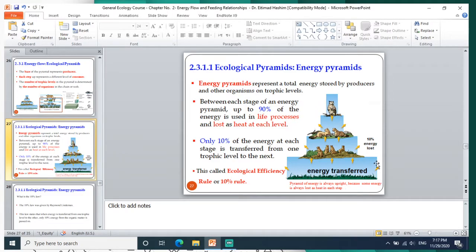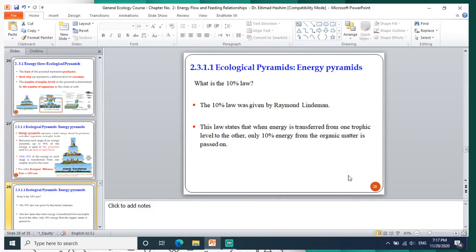This is 90%, and 10% is called ecological efficiency, or the 10% rule. So what is the 10% law? The 10% rule or law was given by Raymond Lindeman, and this law states that when energy is transferred from one trophic level to the other, only 10% of the energy from the organic matter is passed on. Why? Because the animals, or the plants, use 90% of the energy for the life processes, for respiration, for photosynthesis, for reproduction, etc.